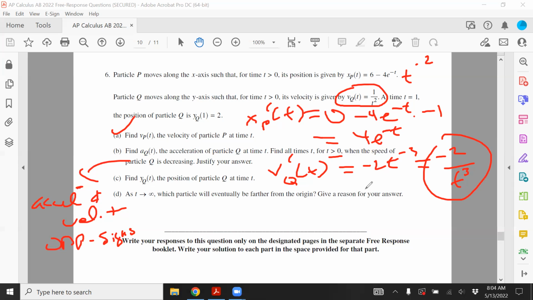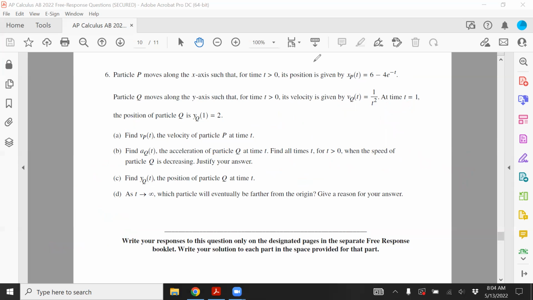So it's always decreasing. And so you would just say, for t is greater than 0. And again, velocity is positive, so acceleration is always negative. There you go. That's part B. My guess is that's probably worth 3 points, maybe. 1 point for the expression for a of Q. And then saying the interval where speed is decreasing and justifying it, because velocity is always positive, acceleration is always negative.